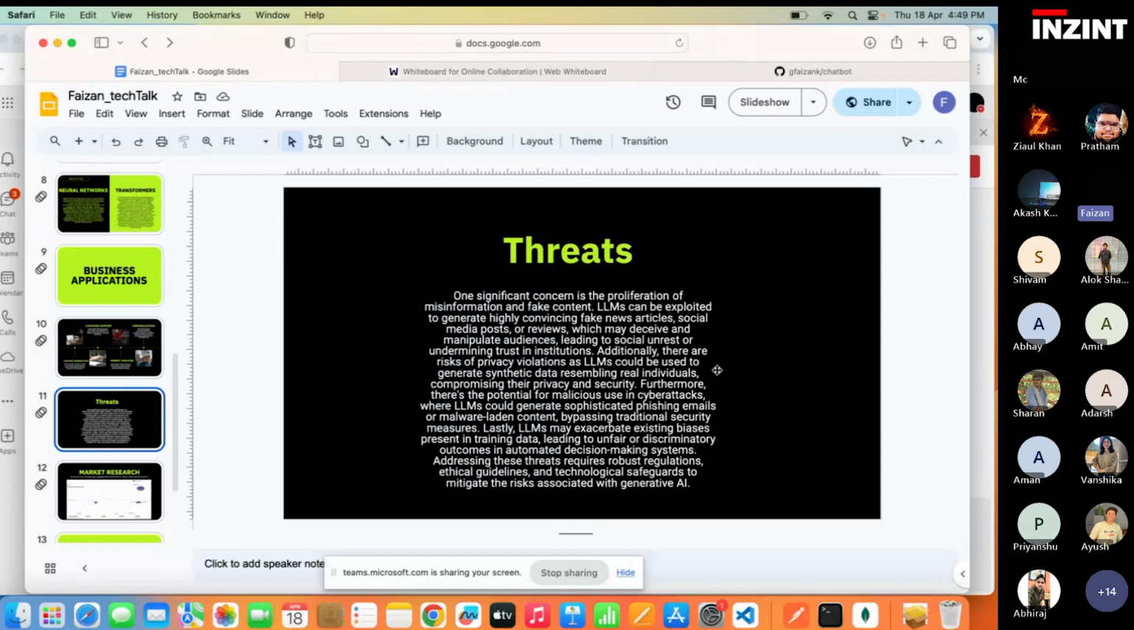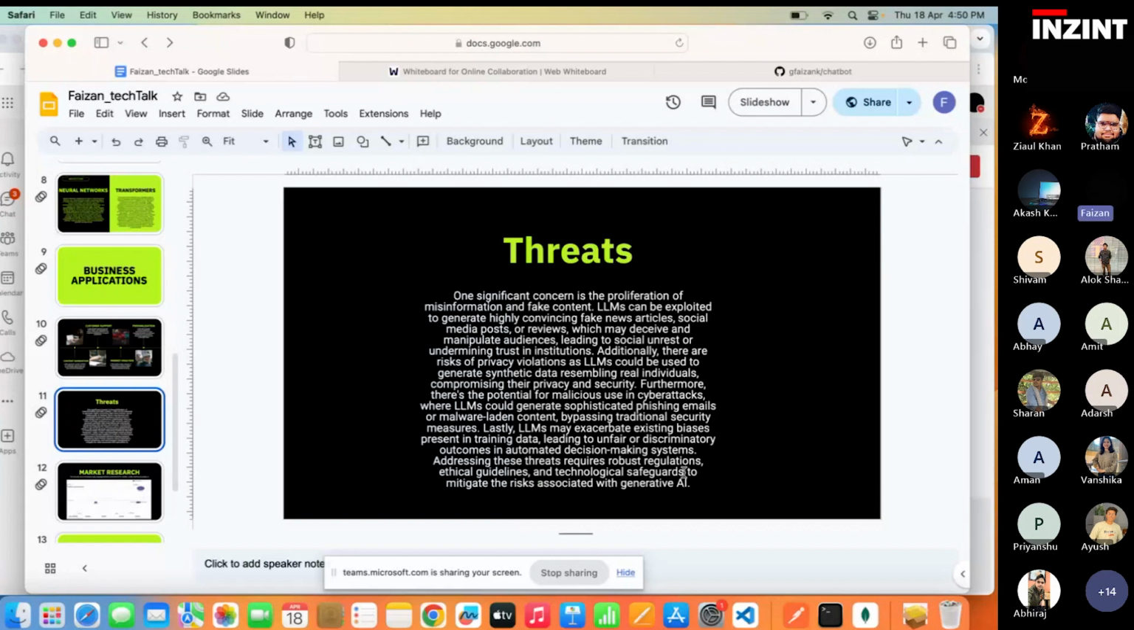Furthermore, there's a potential for malicious use in cyber attacks. Yeah, many unethical hackers have been using it for generating content that involves phishing emails or malware-laden content, bypassing traditional security measures, etc. Lastly, LLMs may exacerbate existing biases present in training data, leading to unfair or discriminatory outcomes in automated decision-making systems. Addressing these threats requires robust regulation, ethical guidelines, and technological safeguards to mitigate the risks associated with generative AI.